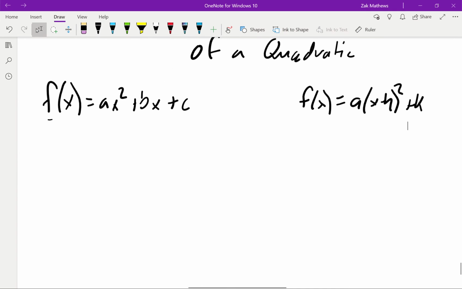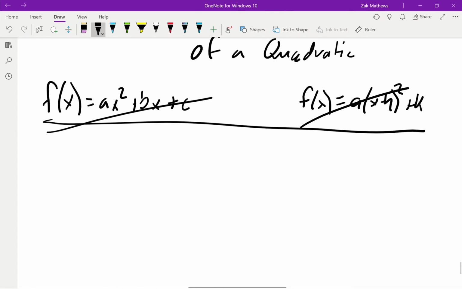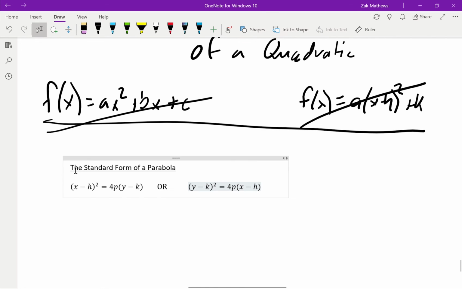So again, don't necessarily forget these, but we're not actually going to use these in this class. So don't ever write these on your paper again in trig.